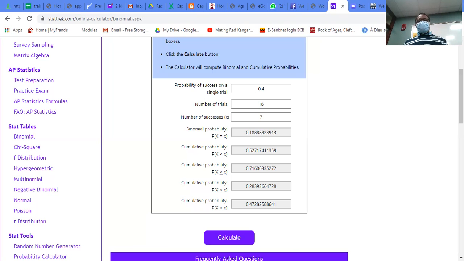What is the mean, variance, and standard deviation? The mean is n, number of trials, times probability of success, 6.4. Variance is npq. Q is 1 minus p, which is 1 minus 0.4, which is 0.6. And we have sigma square equals 3.84, and sigma equals the square root of the variance, that is square root of 3.84.